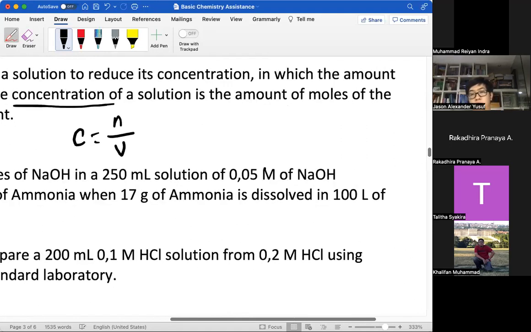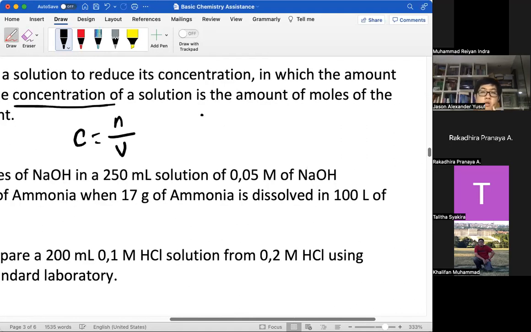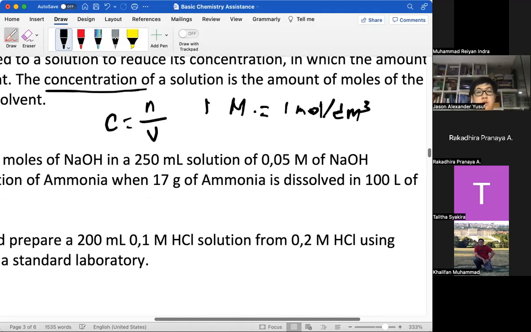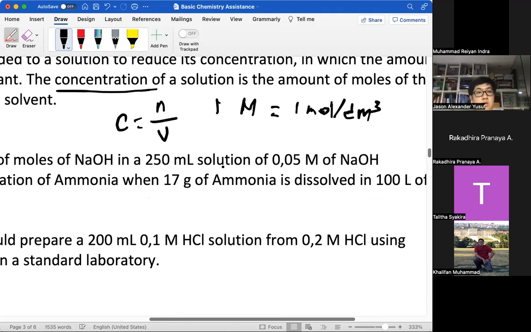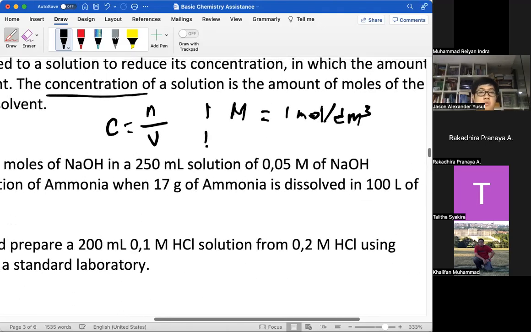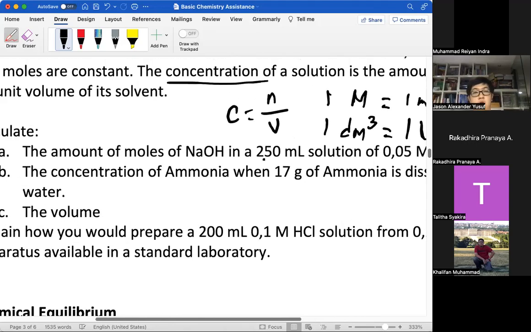And when you do problems in chemistry, you're bound to meet a unit known as molar, M. 1 molar is equivalent to 1 mole per dm cube, right? And this is the unit. Oh, and before I forget, 1 dm cube is the same as 1 liter. So that's the conversion that you need to remember.